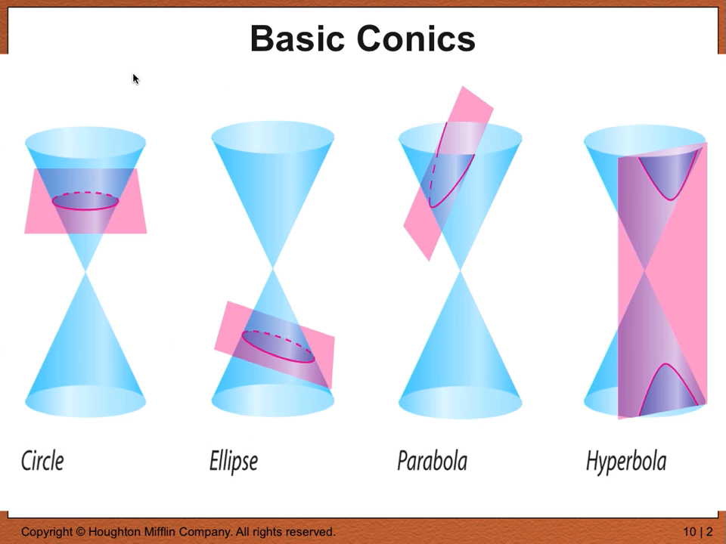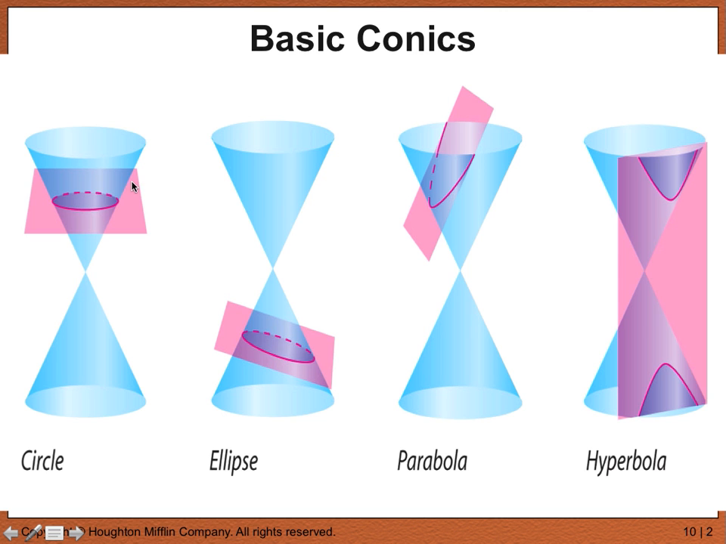Basically, a conic is what you get when you intersect a plane with a double set of cones. That resulting shape is called a conic. In just a second we're going to see what conics have to do with lines, but for now, just a general introduction to conics.